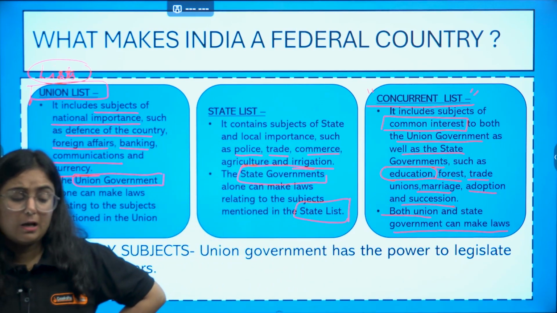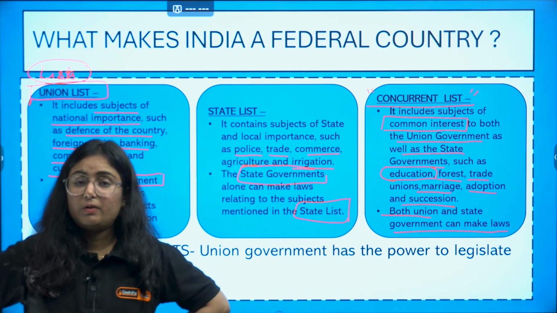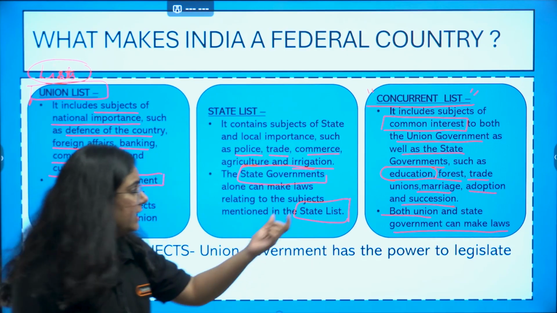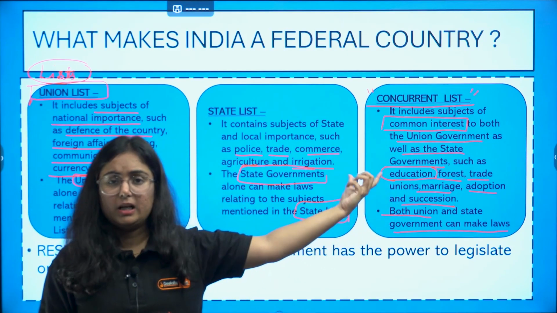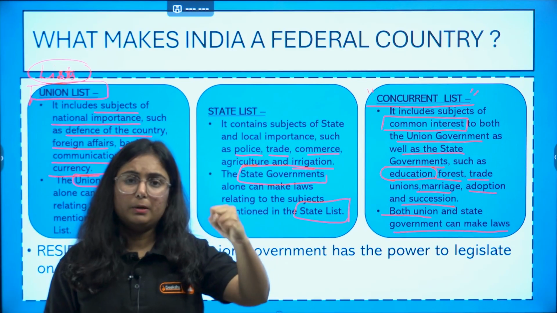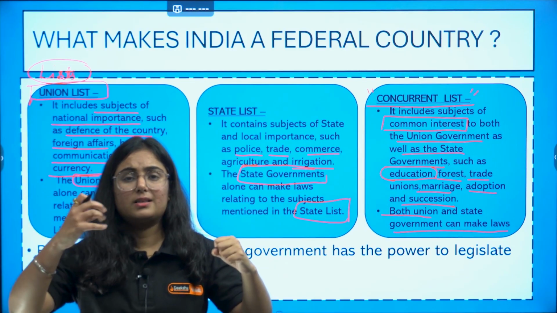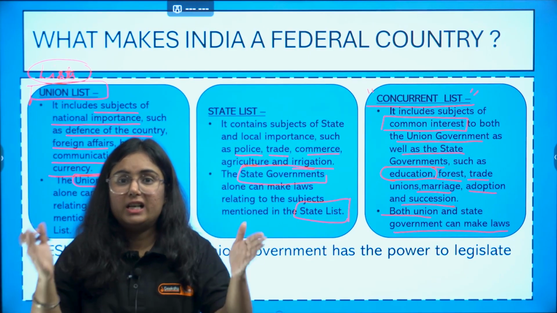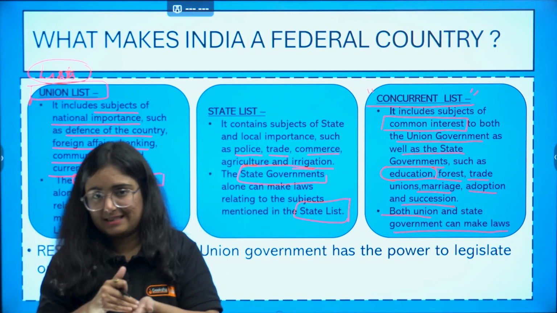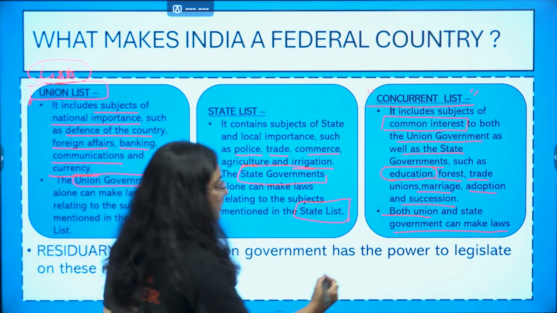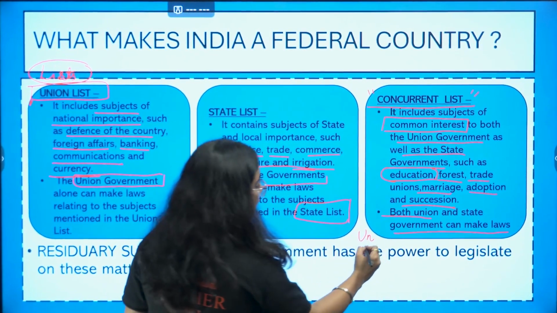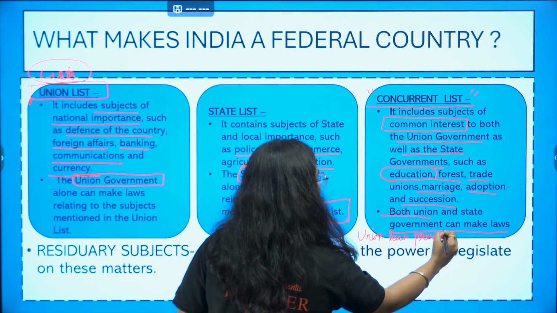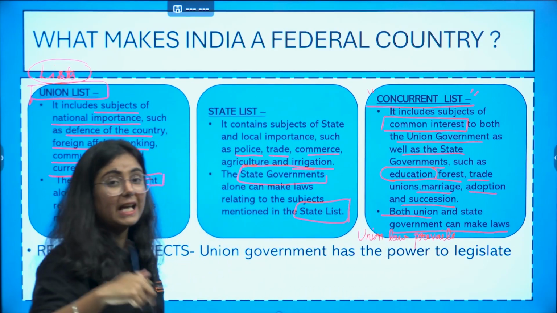You might be thinking, ma'am, there might be chances of a clash between union laws and state laws. Yes. For example, there is the subject education. The central government made one policy and some state government made a policy which is not similar in some way. So a clash might occur. Whenever such a clash occurs, union law prevails, because we have adopted which type of federation?